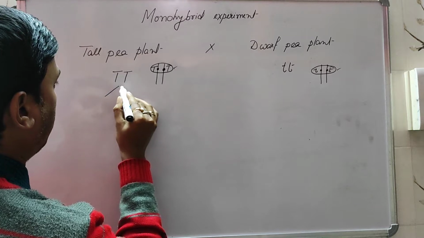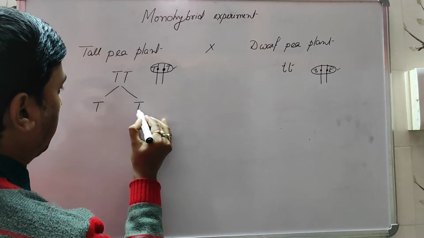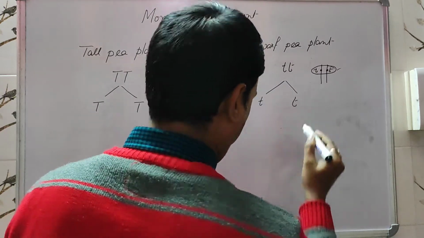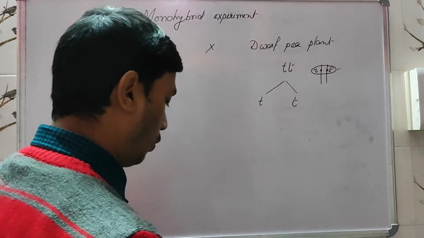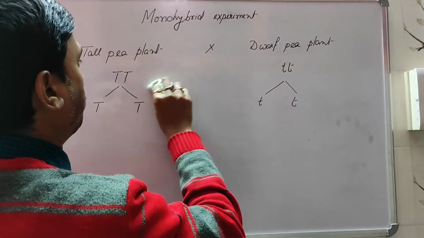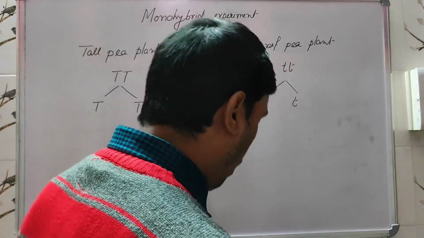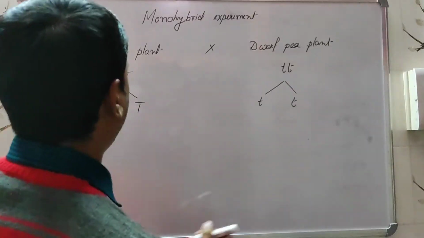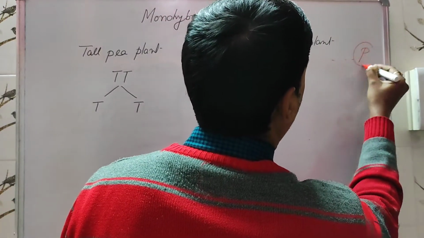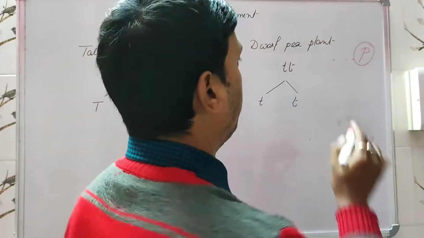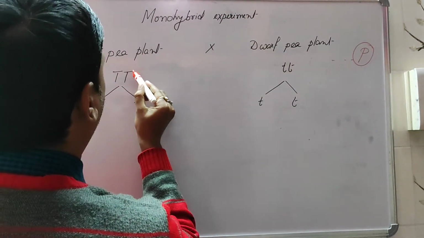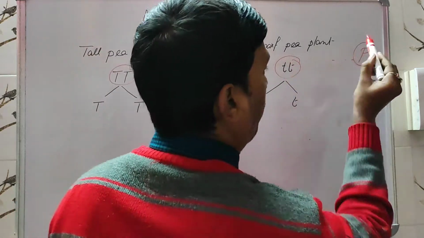So we can segregate capital T, and here small t. I am removing this particular portion; we don't require it here. This part indicates the parental information. That means this is the phenotypic information about the parent, and this is the genotypic information about the parent.